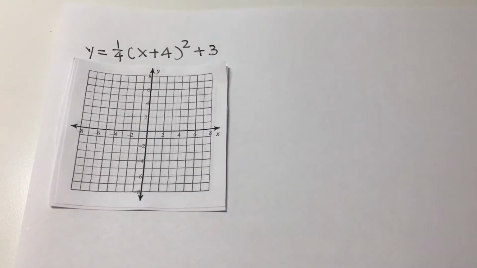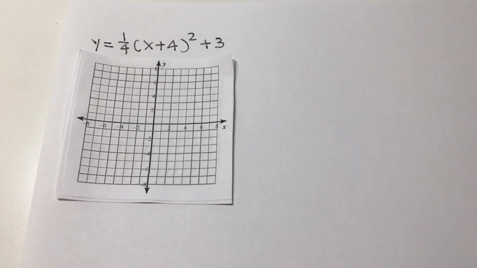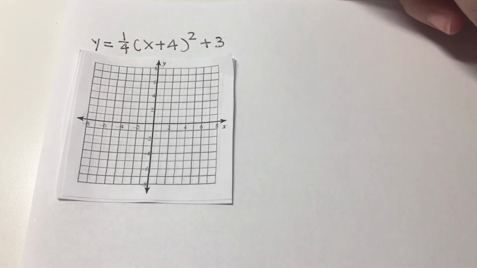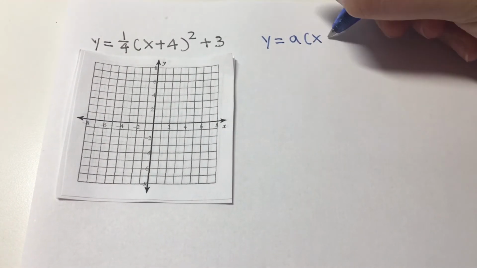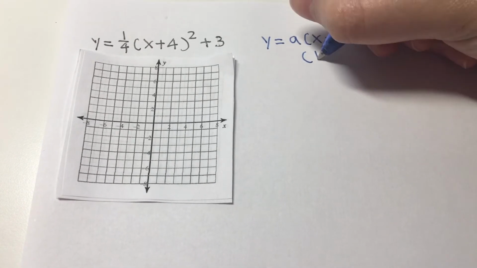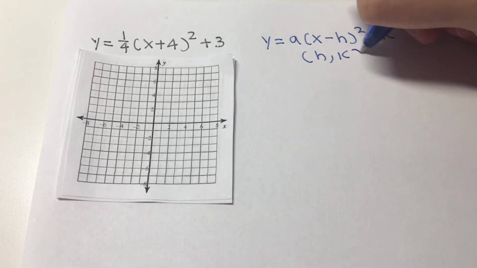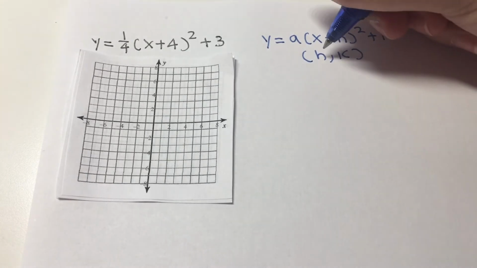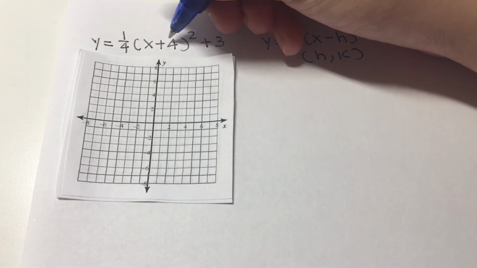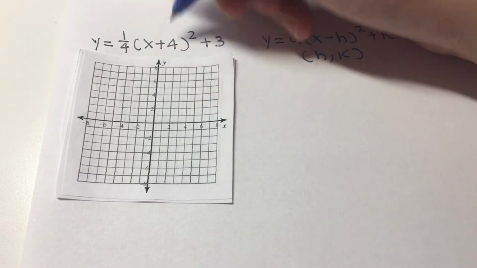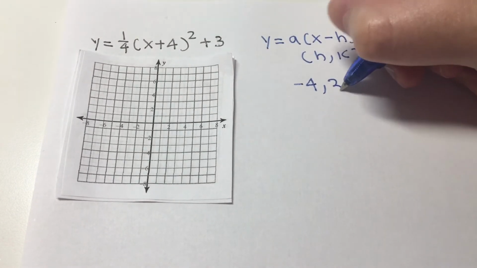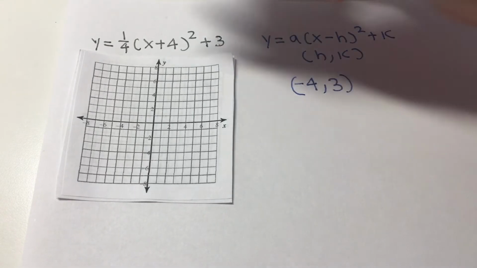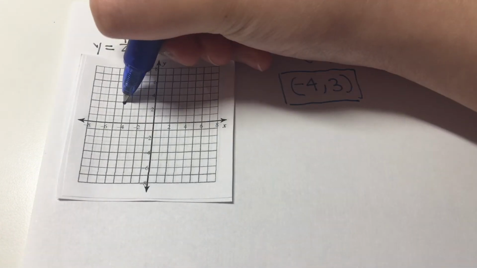We have y equals 1/4(x + 4)² + 3. So let's rewrite the vertex form equation first, in case you forgot. And the vertex is at (h, k). So the vertex is 4, but remember, we have to switch the sign, so it's (-4, 3). This is our vertex. So let's graph it. It's going to be here.